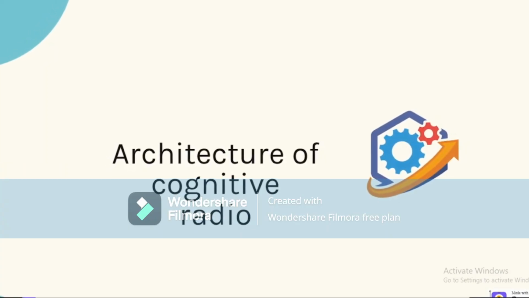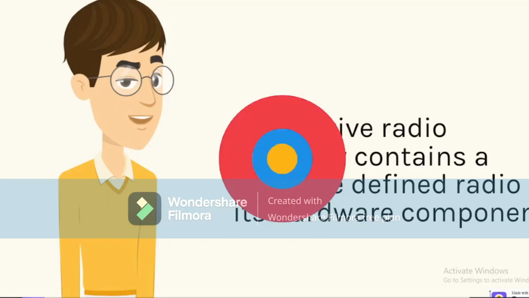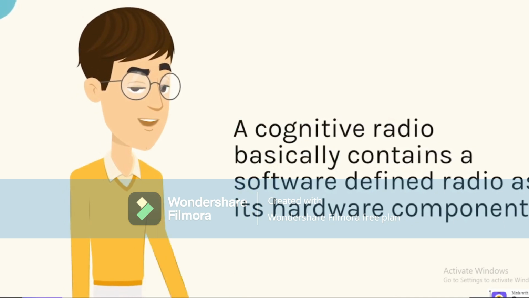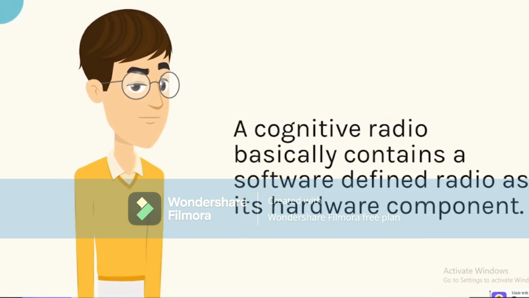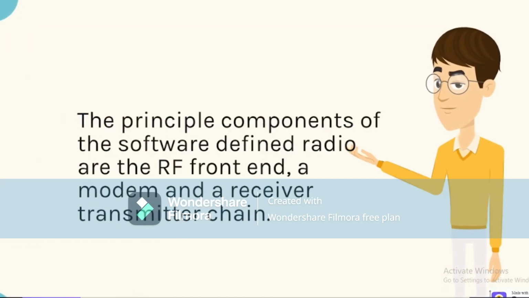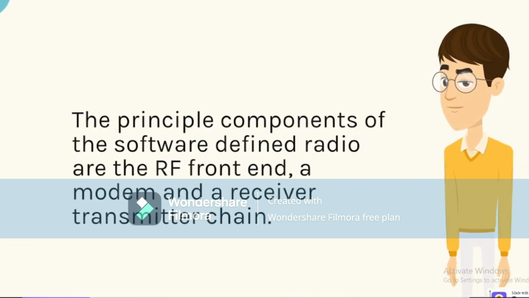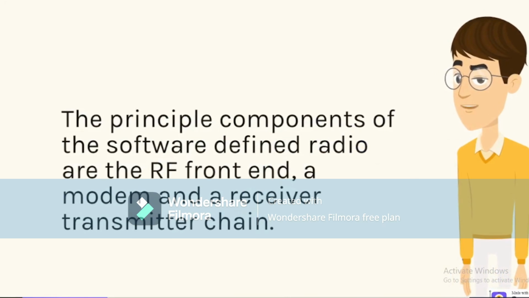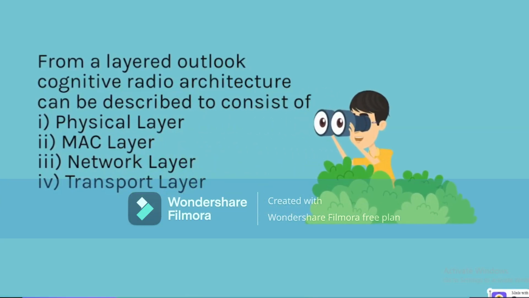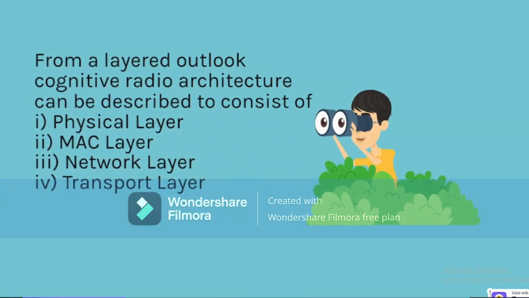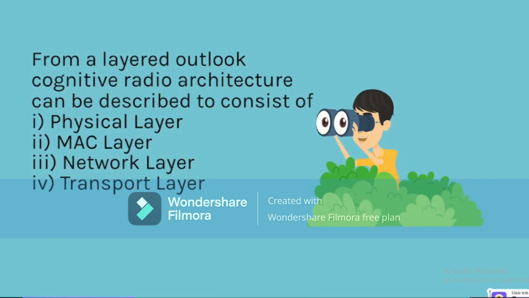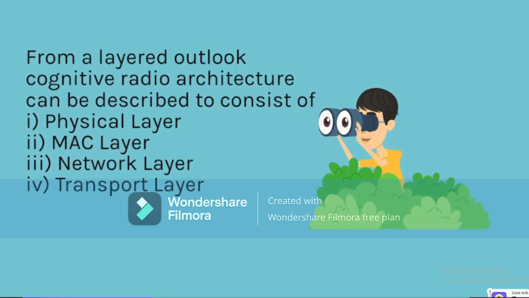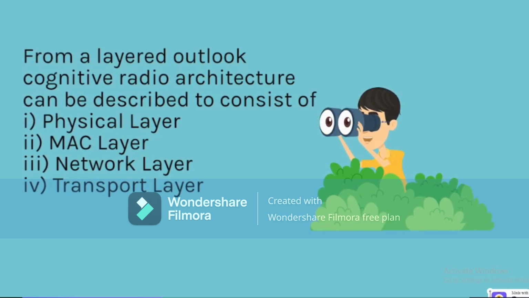Architecture of cognitive radio. A cognitive radio basically contains a software-defined radio as its hardware component. The principal components of the software-defined radio are the RF front end, a modem and a receiver transmitter chain. From a layered outlook, cognitive radio architecture can be described to consist of 1. Physical layer, 2. MAC layer, 3. Network layer, 4. Transport layer.